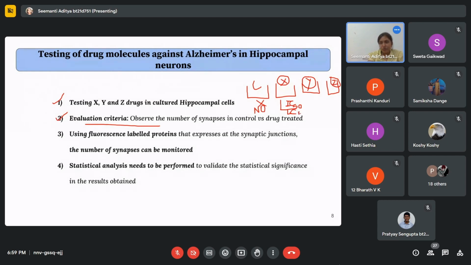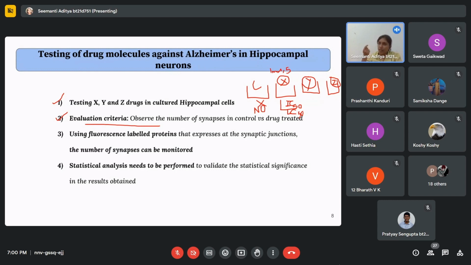So we need to make a curve, where we use different concentrations. We use 1 millimolar, 5 millimolar, 10 millimolar, and so on, and we finally have to agree upon a concentration which does not cause much cell death, but also shows some effect. It should not be totally toxicity free, but at that concentration it should also not be showing no effect at all. So we have to optimize the concentration depending upon the LC50 and IC50 values of the drugs.